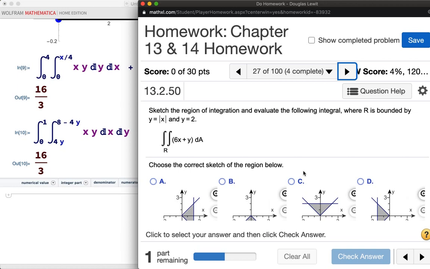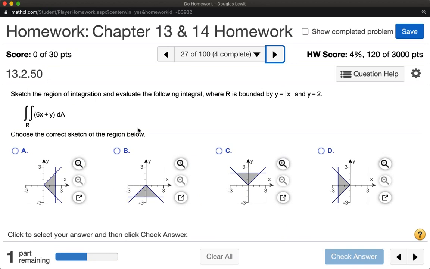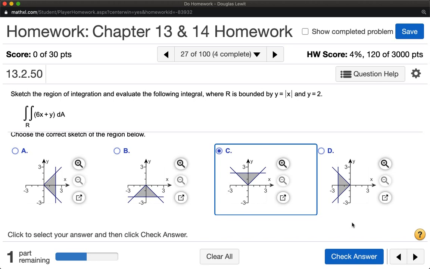Now we have to decide which graph is correct. Well, the absolute value function, this one's actually pretty easy to figure out, because we all know what the absolute value function looks like. It looks like the graph in option C, and then we have the line y equals 2, which is right over here. So that's pretty easy to figure out. It has to be choice C.